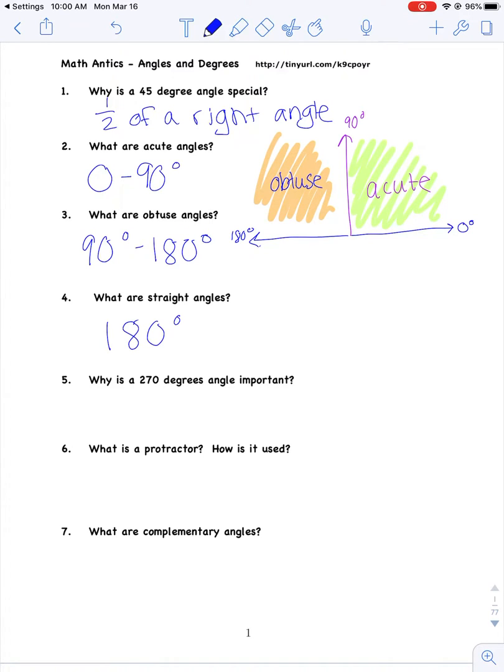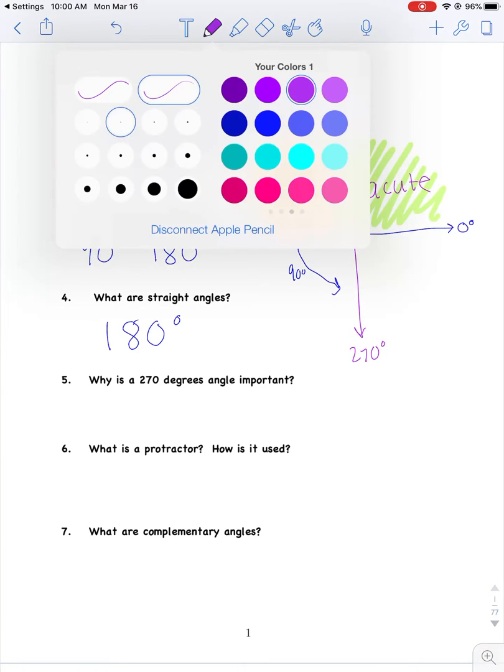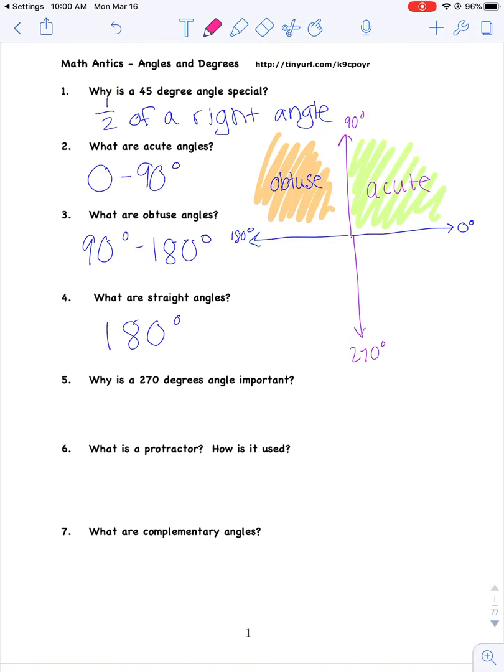All right, so why is a 270 degree angle important? So 270, that's another 90 degrees here. So 270 will land right here. So that is like taking, I'm going to erase this, a 90 degree angle plus another 90 degree angle plus another 90 degree angle. And that's what gets you to 270. So you could think about it as a straight angle plus another right angle, or you could think about it as 3 right angles.